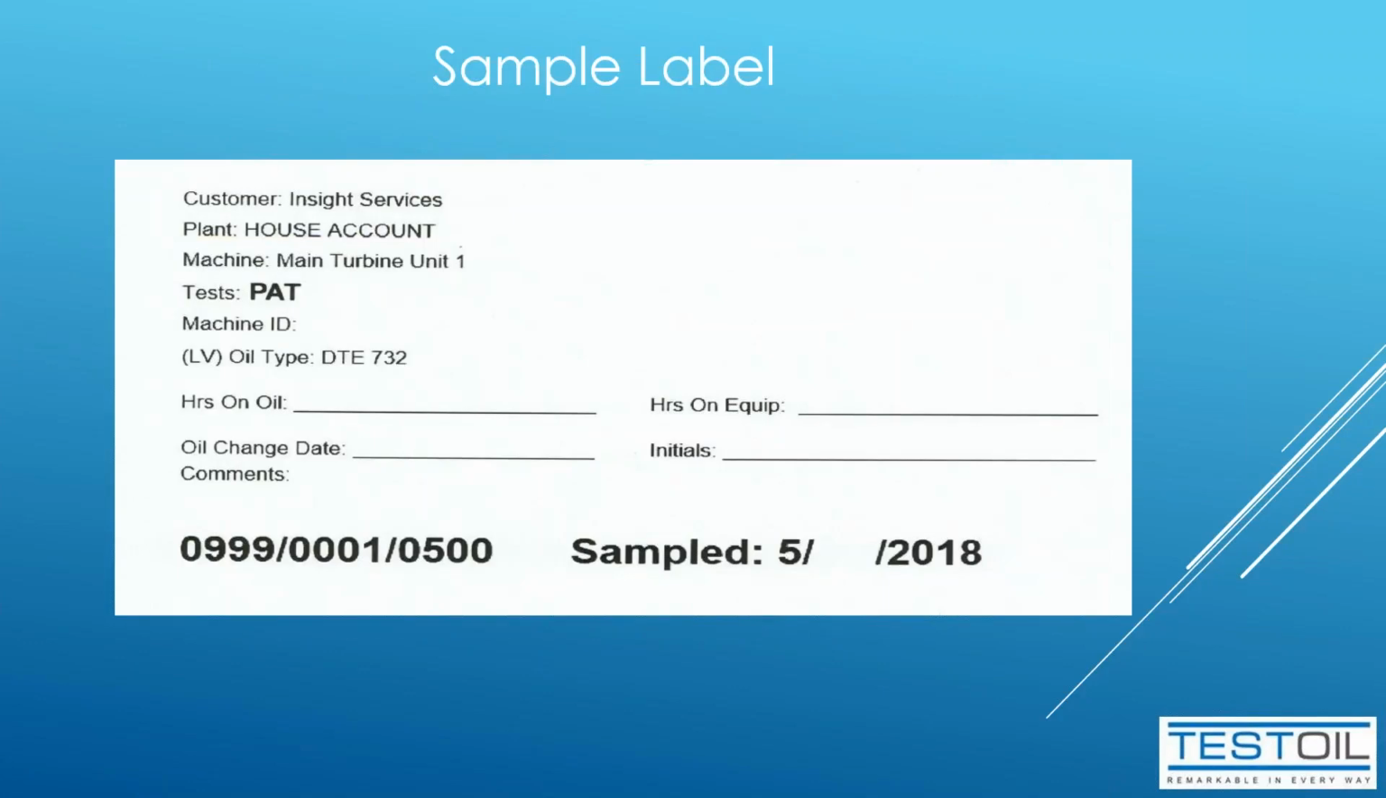So here's an example of one of our pre-printed labels. As you can see, it already has all the information it needs to be processed immediately into the lab. It has your customer name, the area or plant it's from, the machine name, the test that it was going to be getting. It has your lube oil type. So in here, this is your customer number, the area or plant, and then this is the machine identifier number.